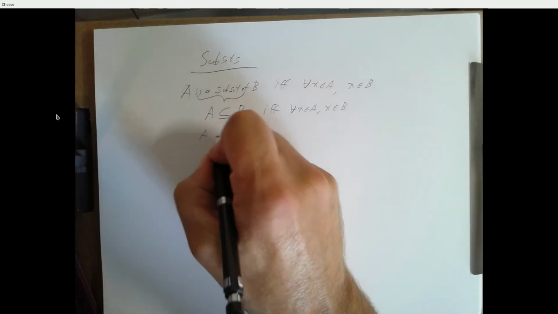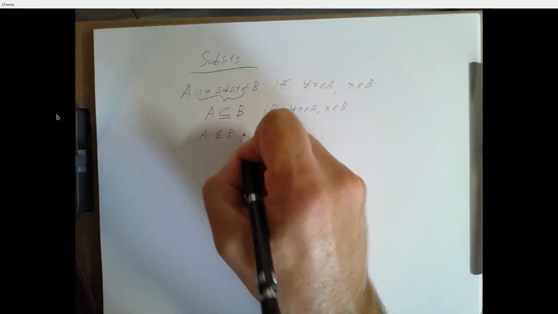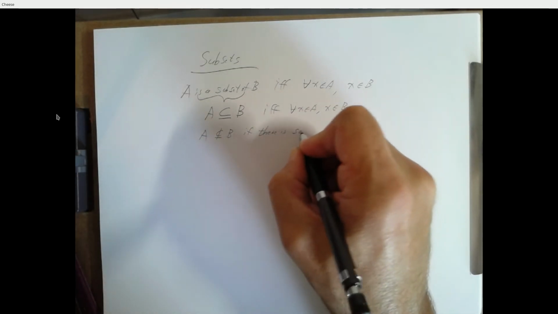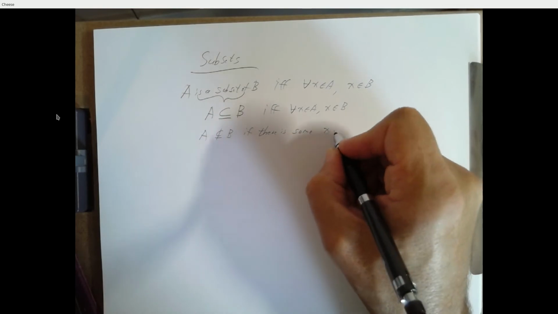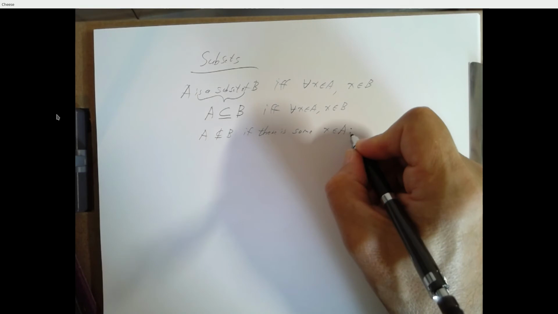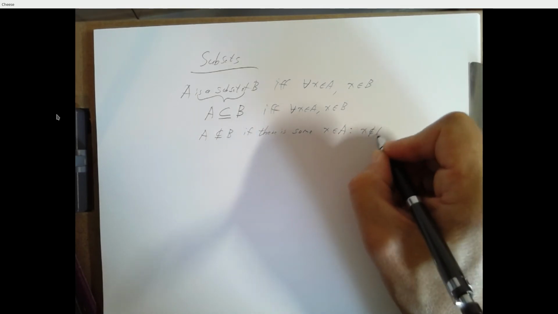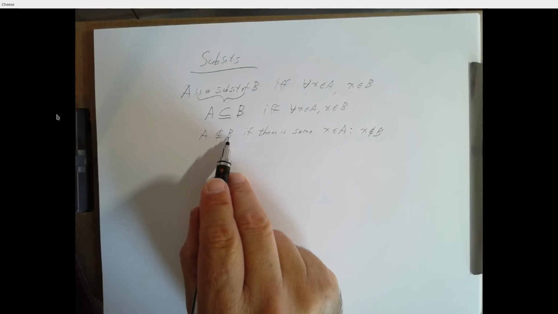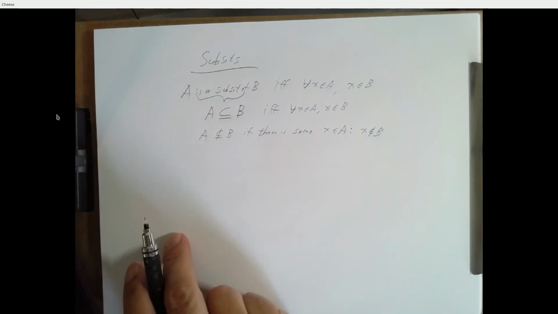Similarly, we can say A is not a subset of B if there is some element X in A such that X is not in B. In other words, if there's some element in here that's not in B, then A is not a subset of B.